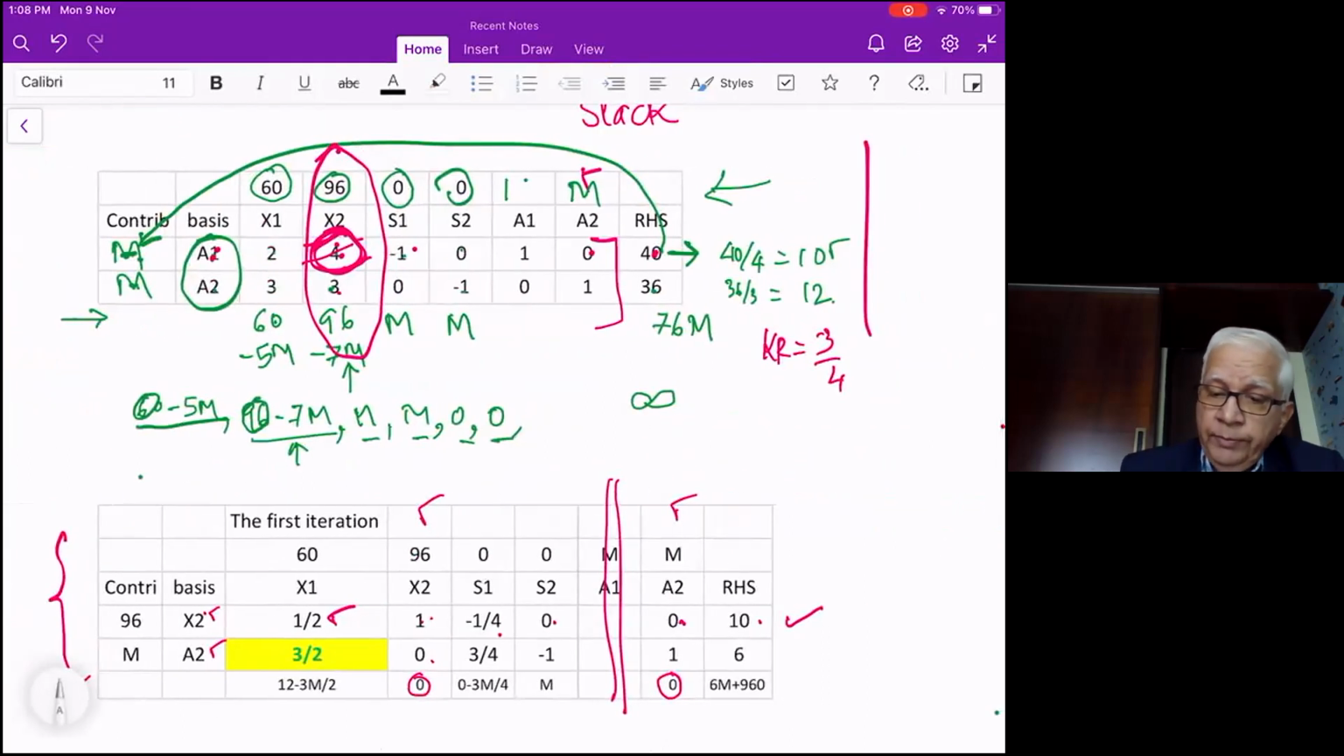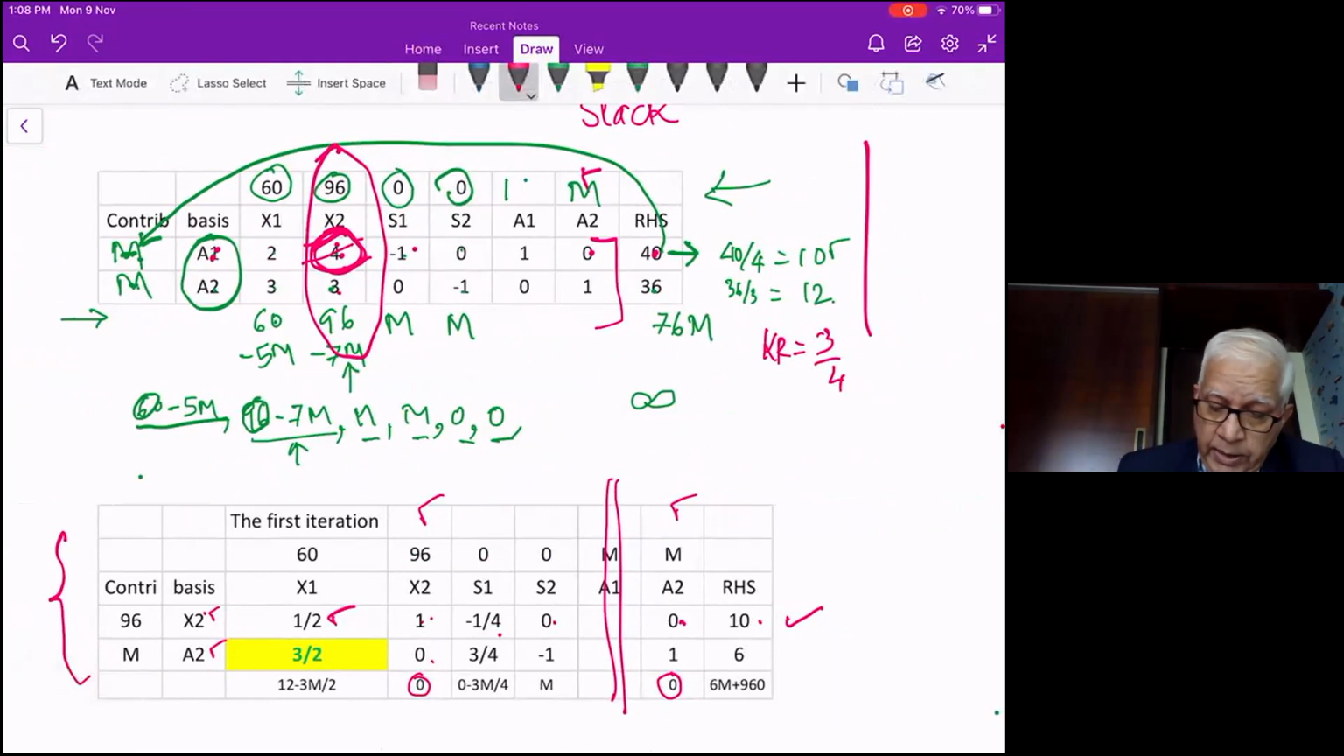Let's take the old number. This number is what I'm trying to calculate, 3 by 2. It has already been calculated and put in the table, but let's calculate it now. The number shown in yellow color is what I'm trying to calculate. How do we calculate this? This is the new number.